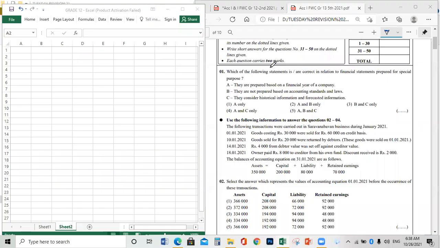Now they are asking which of the following is correct. Let's see. They are prepared based on the financial year of a company, true or false? You all have to answer, because we will make it interactive. I want you all to reply. Do you see a financial year to prepare special purpose? No. Yes or no? Is it true or false? Others, what do you think?